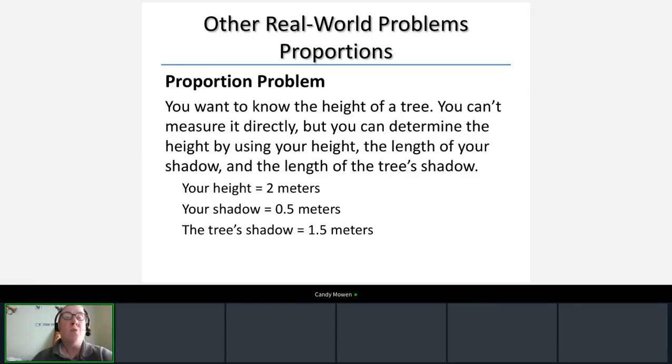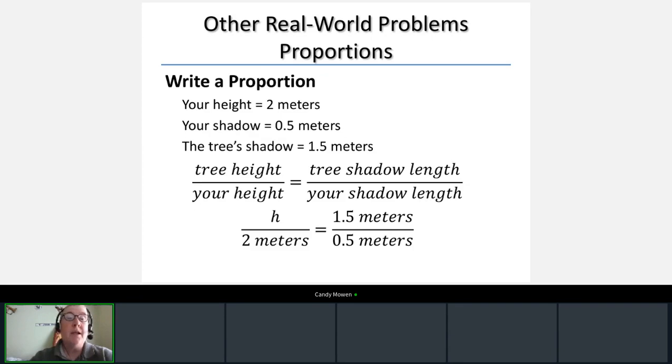Okay, so you want to know the height of a tree. You can't measure it directly, but you can determine the height by using your height, the length of your shadow, and the length of the tree's shadow. So your height is 2 meters. Your shadow is 0.5 meters. The tree's shadow is 1.5. So tree height over your height equals tree shadow over your shadow.